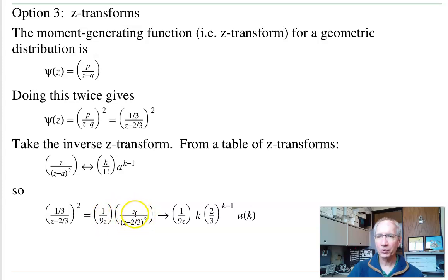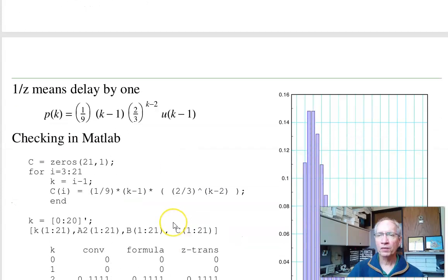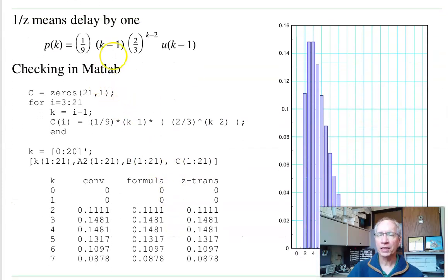This has the z-transform of 2/3 to the k minus 1 times k, times 1 over z. 1 over z means delay by 1, so k goes to k minus 1, k minus 1 goes to k minus 2, u of k becomes u of k minus 1. That's the probability. If I check it, here's from the z-transform, formula, convolution, I get the same answers. However you want to do it, they all work.